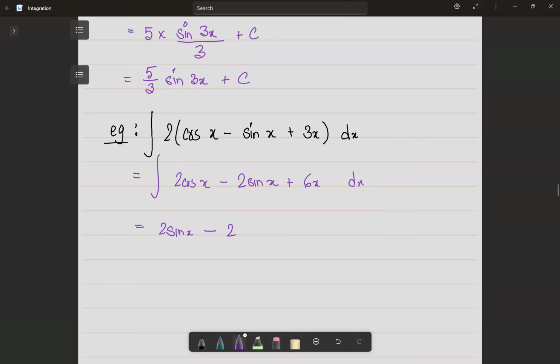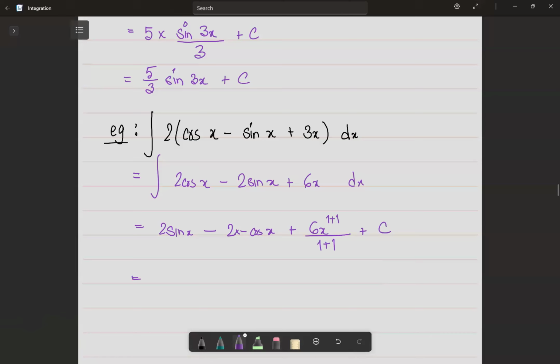We know integration of sin x is minus cos x, so this is multiplied with minus cos x, and then integration of 6x is part of algebra. We know from the previous lecture that it becomes 6x to the power 1 plus 1 divided by the new power, and then plus c in the end.